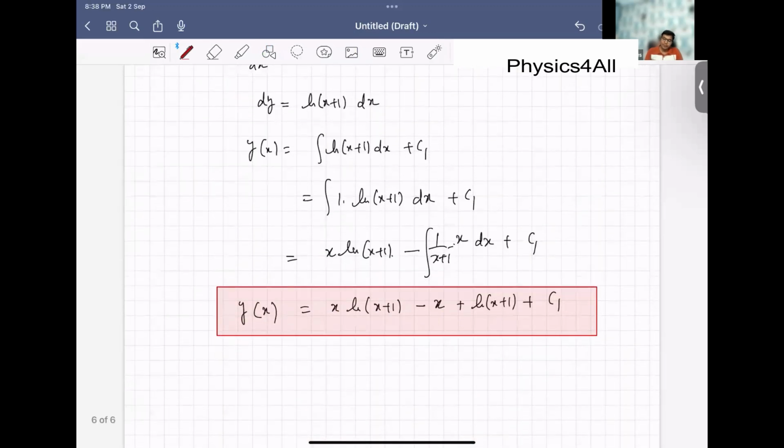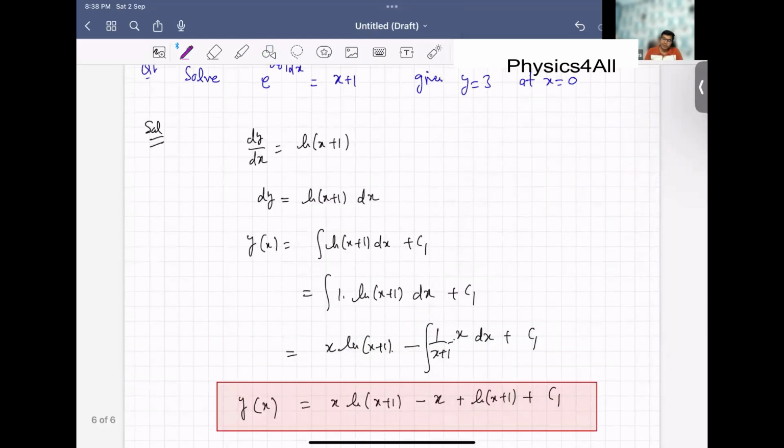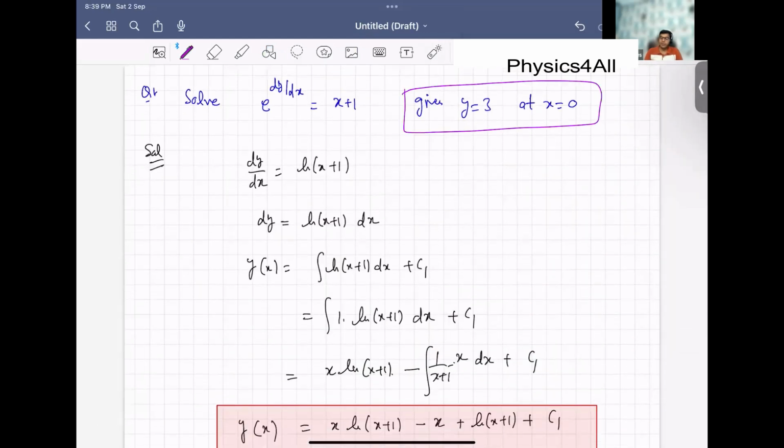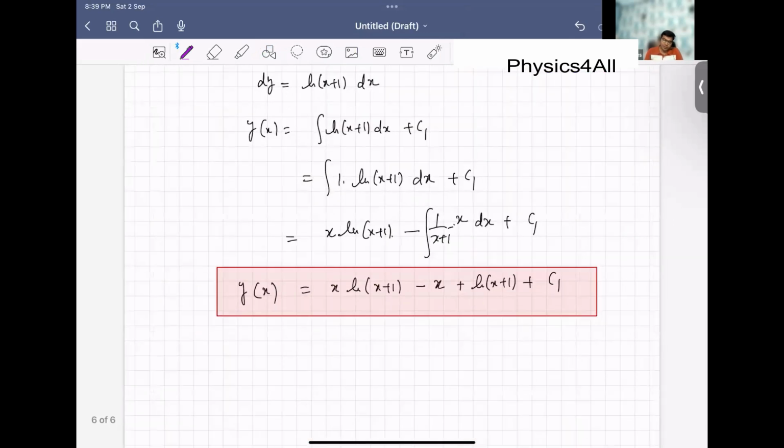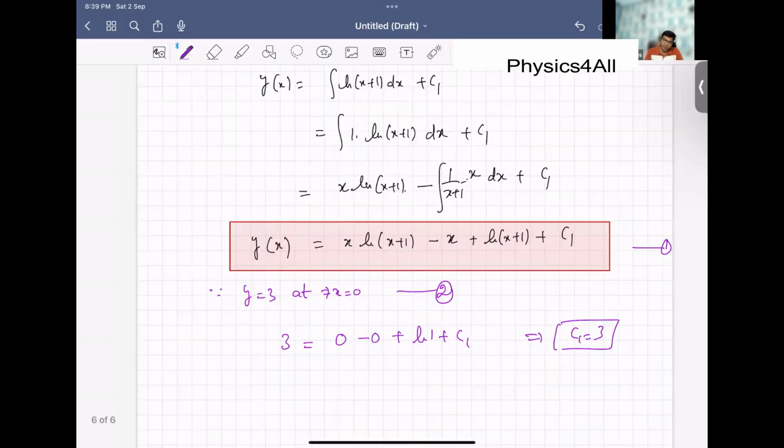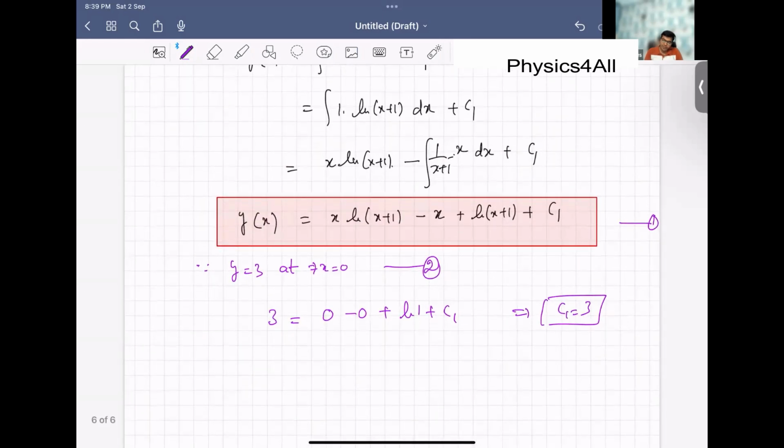Now I have to fix the c1 with the help of the given initial condition, which is y equal to 3 at x equal to 0. So let me call it 1, call it 2. From 1 and 2, I can write y at x equal to 0 is 3, and 0 here, 0 here, and ln 1, which is also 0. So c1 turns out to be 3. So put back into 1, you get y(x) is equal to x ln(x plus 1) minus x plus ln(x plus 1), and c1 is 3.